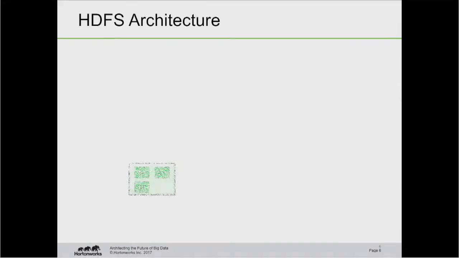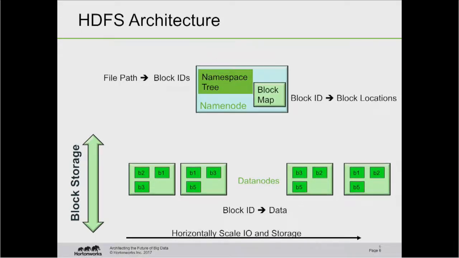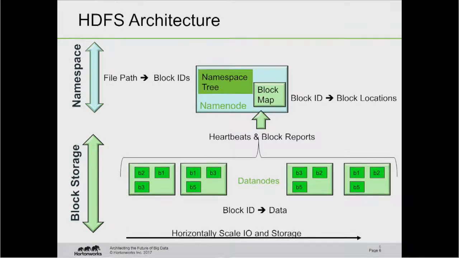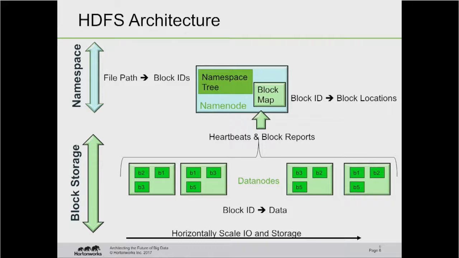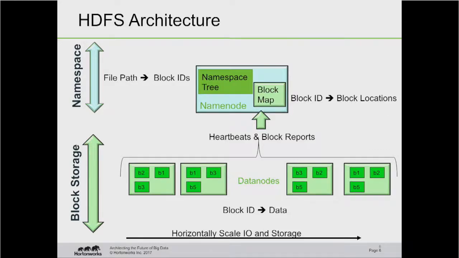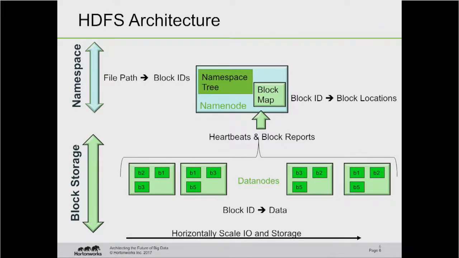So let's first review the current HDFS architecture and see where the scalability bottleneck lies. In the current HDFS, we have the storage layer that is about the blocks. All the blocks are stored on the data nodes. Then we have the name node. The name node captures all the metadata, including the namespace, that is the directories and the files, which is like a tree. We also have a map of the blocks, mapping from each block to its block locations.